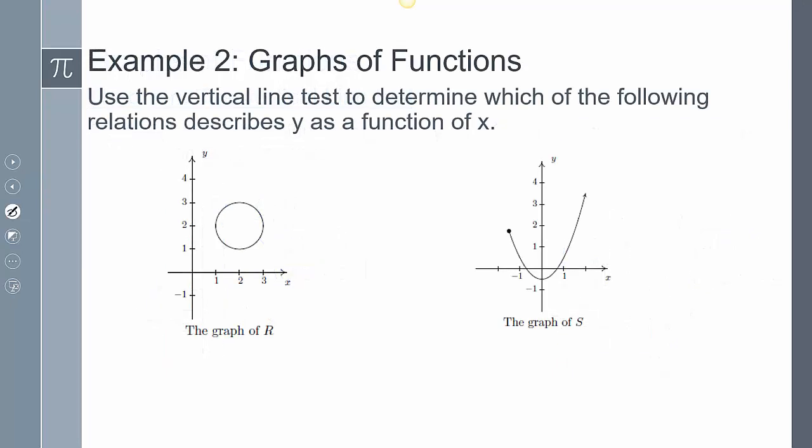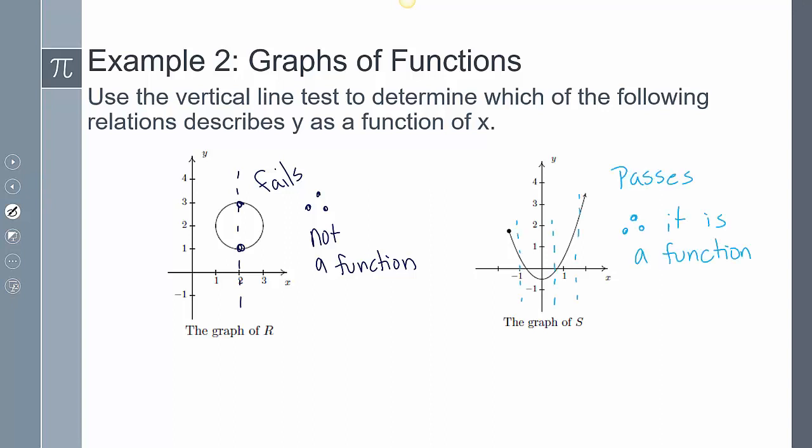It says use the vertical line test to determine which of the following relations describes y as a function of x. And so here it fails, and so therefore it's not a function. But on this other one, no matter where I draw this vertical line, it's going to pass, and so therefore I can state that this graph is a function.